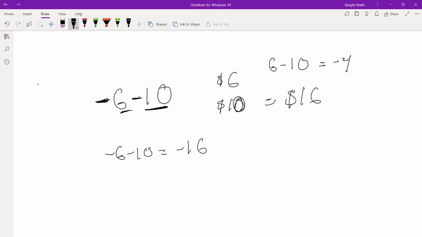So I'll just write some summary. We can say 10 minus 6 is 4. 6 minus 10 will obviously be minus 4. But minus 6 minus 10, when both of them have minus, just add these two numbers together and then keep the minus sign: minus 16.